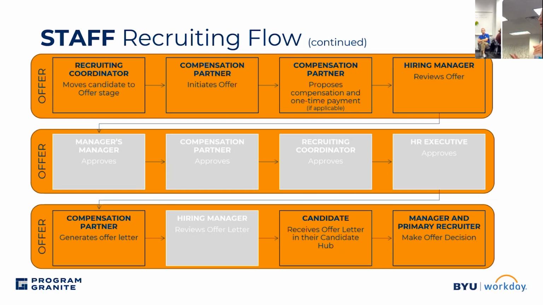So the hiring manager is going to review the offer. They're going to get an inbox item to review it. Once it looks good with them, that's when all that back and forth is going to happen, and we're going to talk about that outside of Workday. Once the amount has been agreed for their salary or their hourly pay, it's going to go to the comp partner. They're going to generate the offer letter, and then they'll send it to the candidate. It's already been agreed, everything's been worked out.